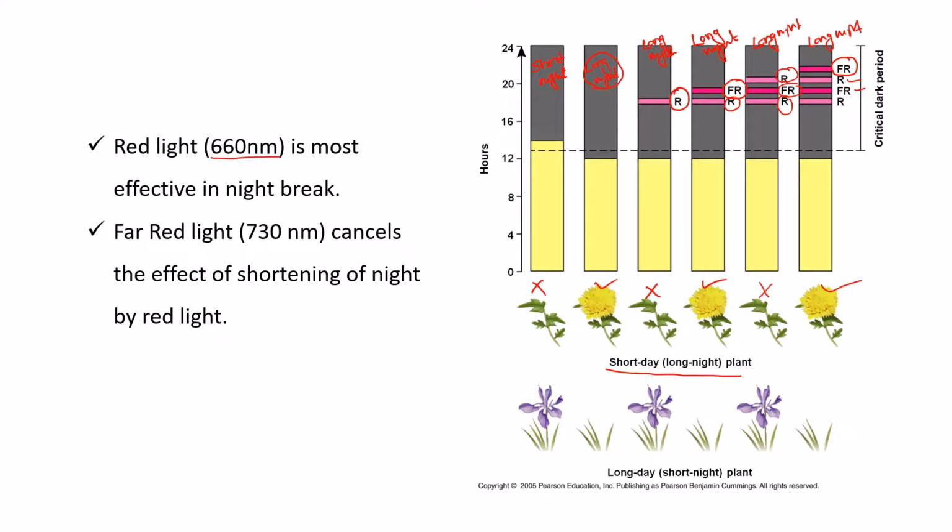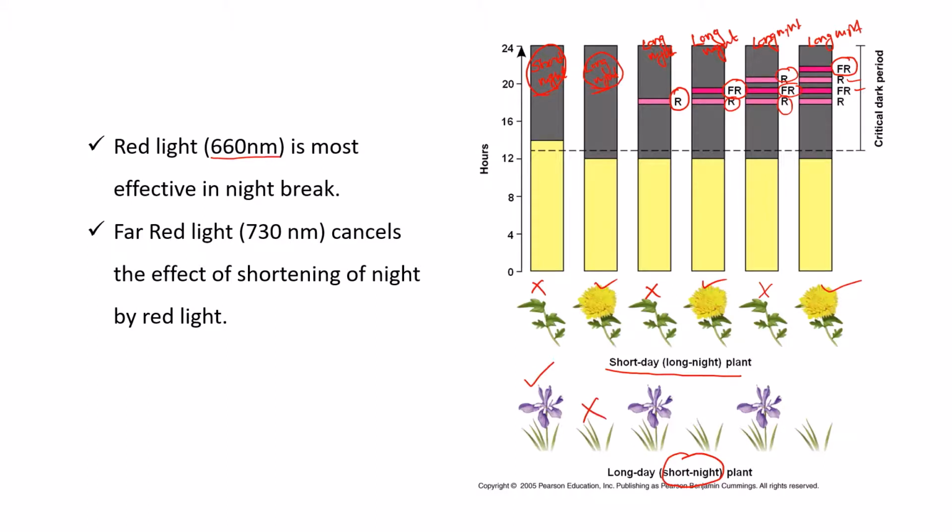Next is the long day plant. Long day plant means you have to remember short night. So here you can see a short night. Long day plant is short night. That's why it is flowering. Next, it is a long night. A long day plant needs a short night, but here it is a long night. That's why it is not flowering.